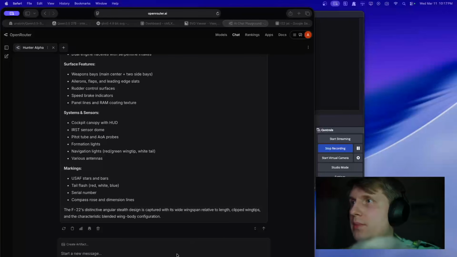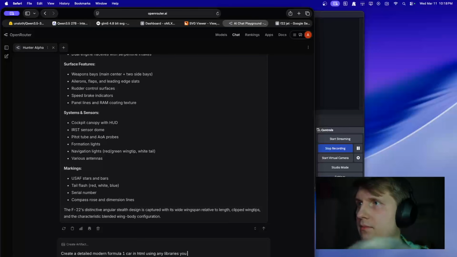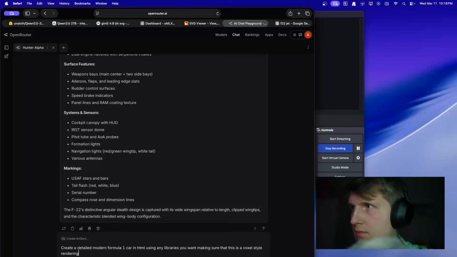So we're going to prompt it for a car in HTML, using any libraries you want. And we're going to ask to make sure that this is a voxel, making sure that this is a voxel. Okay.